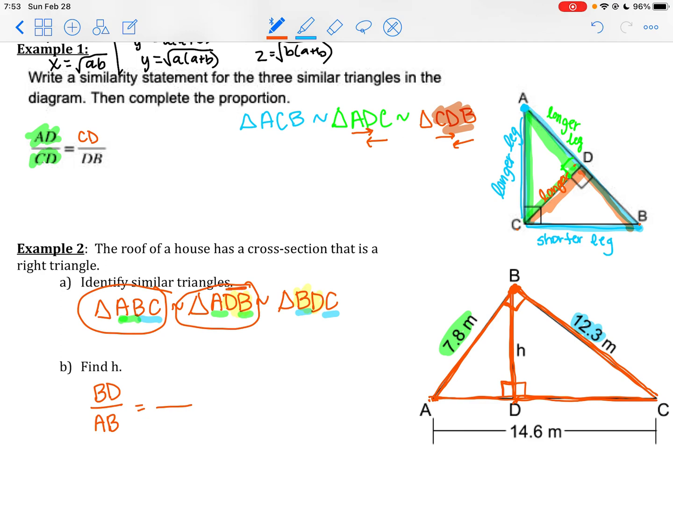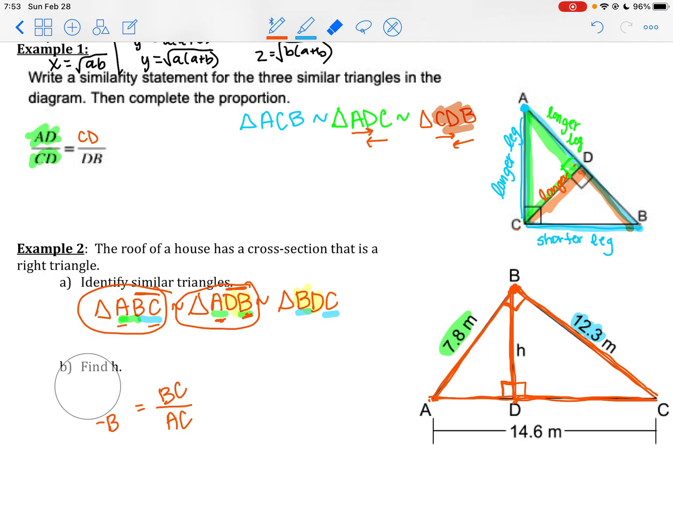So I did DB and then I did AB. So similar to DB in this first triangle is BC. Those are the last two letters. And then in the same spots as AB in this first triangle is AC. So I just choose a ratio to start with where I'm going to know things that I can plug in, and then I'll solve with what I have.